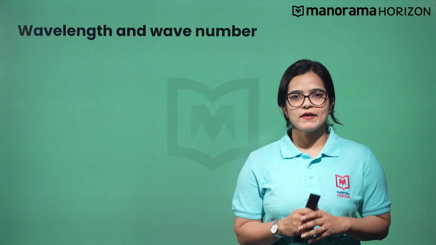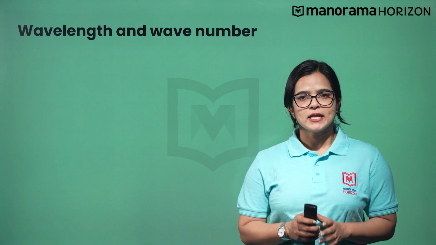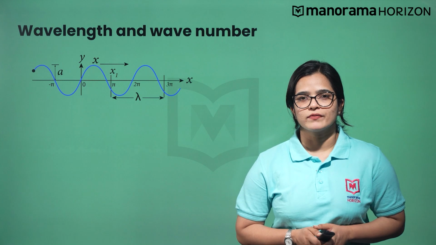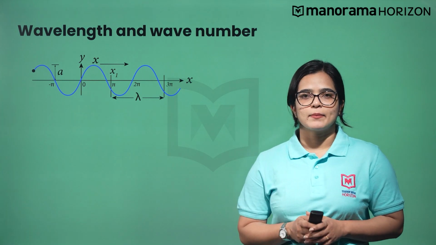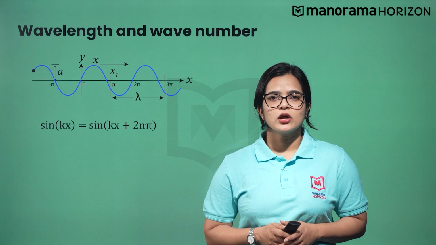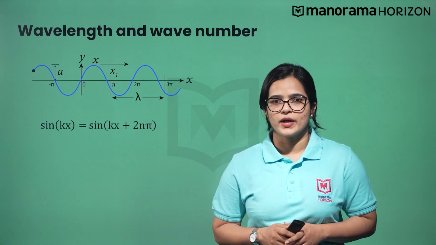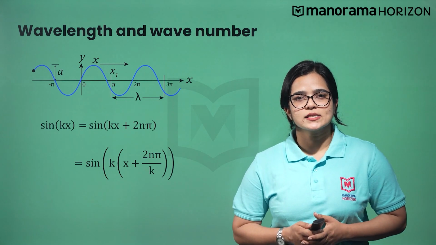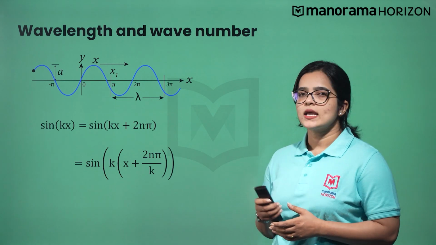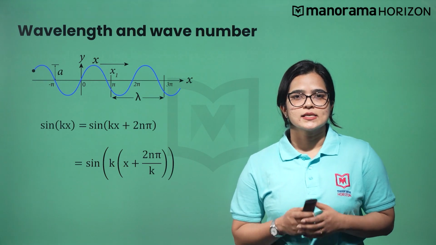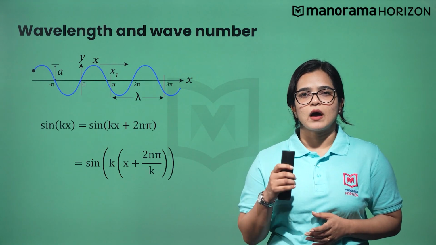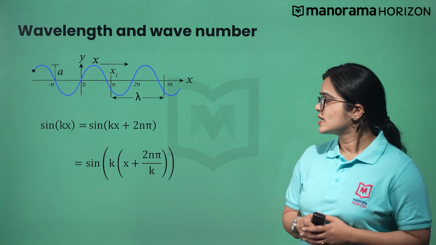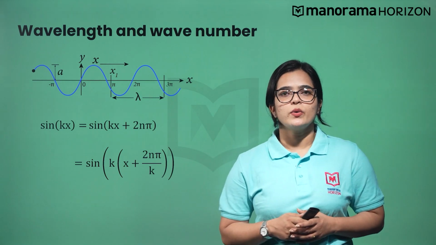Wavelength and angular wave number. The minimum distance between 2 points having the same phase is called the wavelength of the wave, usually denoted by lambda. The wavelength is the distance between two consecutive crests or troughs in a wave. Taking phi equal to 0, the displacement at x equal to 0 is given by y equal to a sine kx. Since the sine function repeats its value after each 2 pi change in angle, we can represent sine kx as sine of kx plus 2n pi.